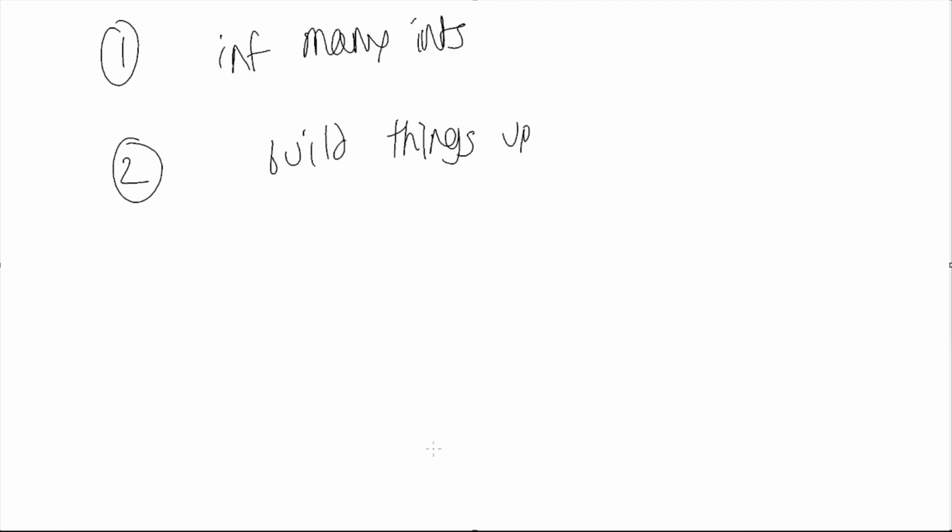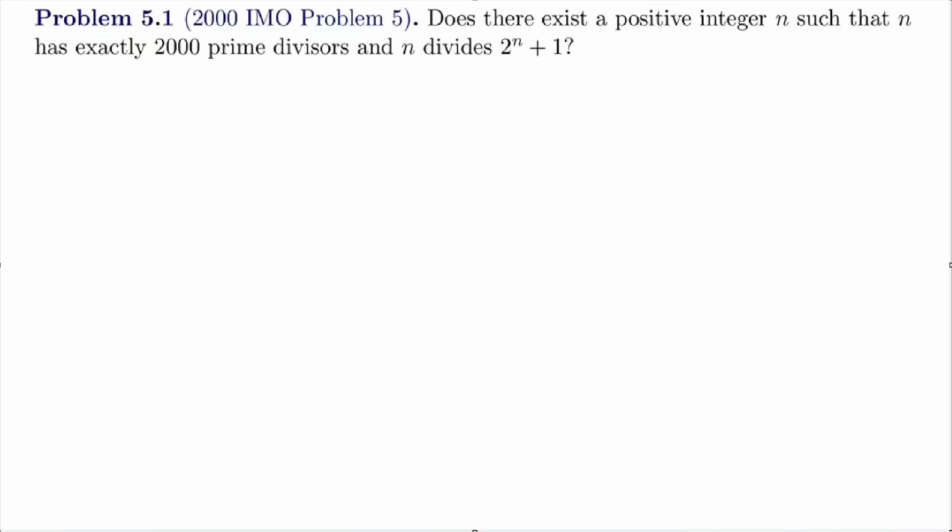And I want you to see if you can apply each of these ideas inside the exercises or in the example coming up. So here's the example we're going to be looking at, and it's from the 2000 IMO. Does there exist a positive integer n with exactly 2000 distinct prime divisors?